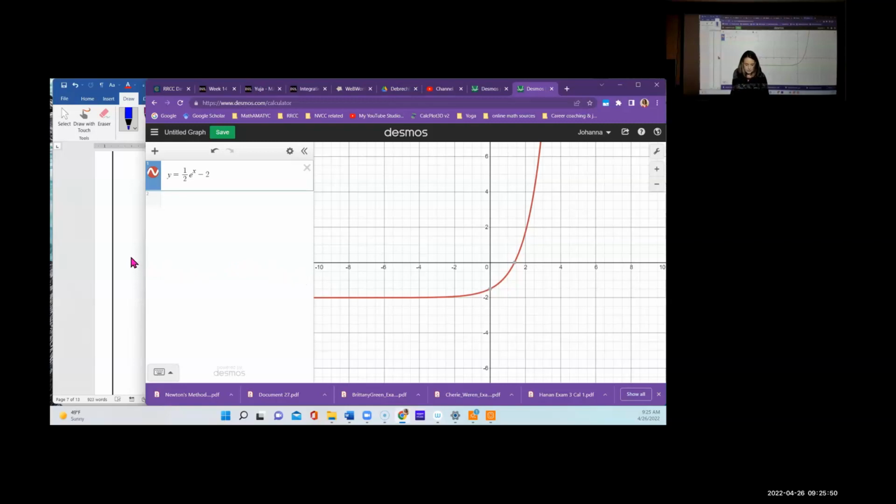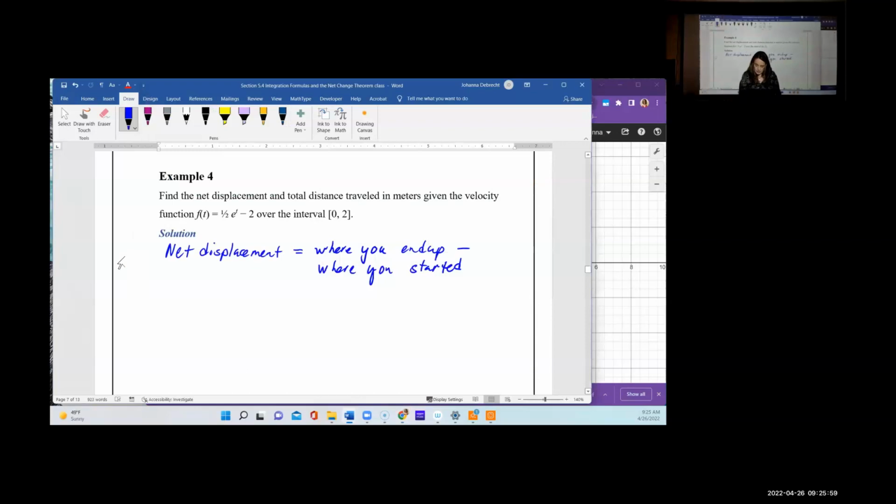All right. So when we're looking at that function, we want to think about integrating it to find the net displacement. The net displacement is going to be equal to the integral from 0 to 2, since that's our interval, of the function 1/2 e to the t minus 2 dt. So we integrate the velocity function to find the net displacement. That's where we end up minus where we started, or f of b minus f of a.